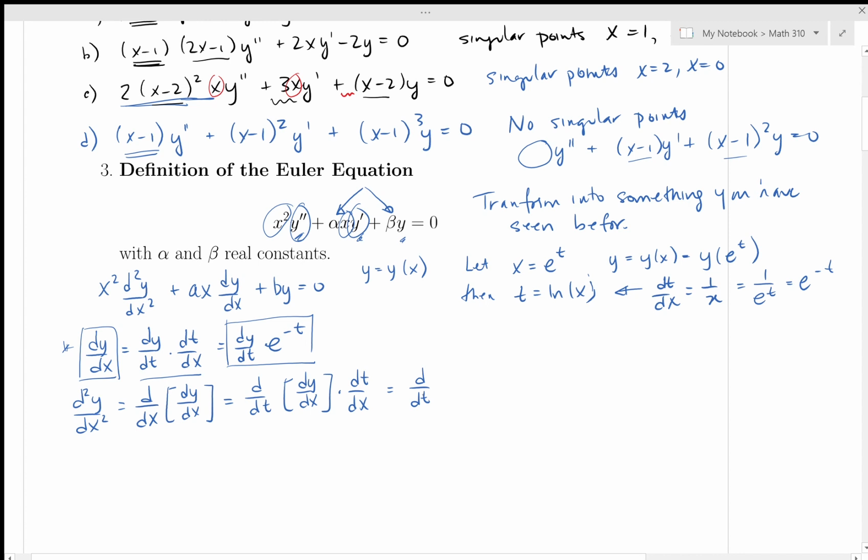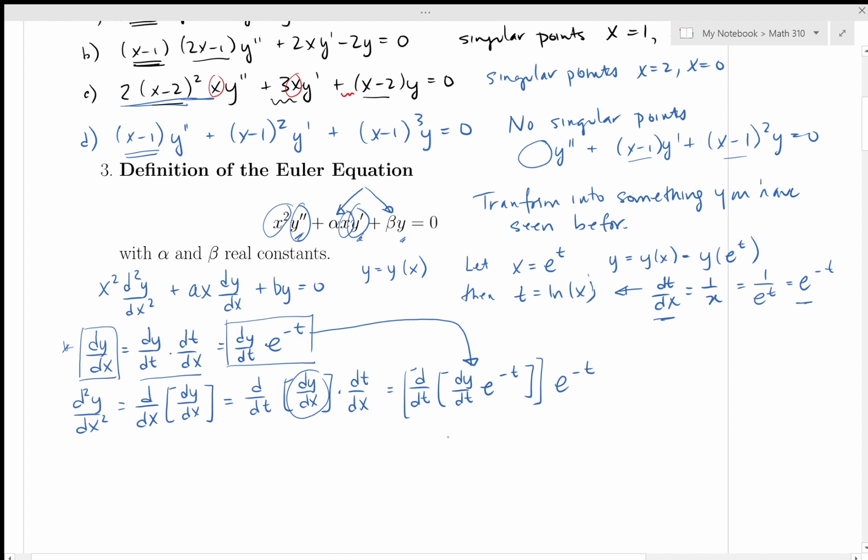That is the derivative with respect to t, and I know what dy by dx is. It is dy by dt times e to the minus t. And then I'm going to multiply that by dt by dx, having already computed that. dt by dx is here, e to the minus t. So this dy by dx here went in here.